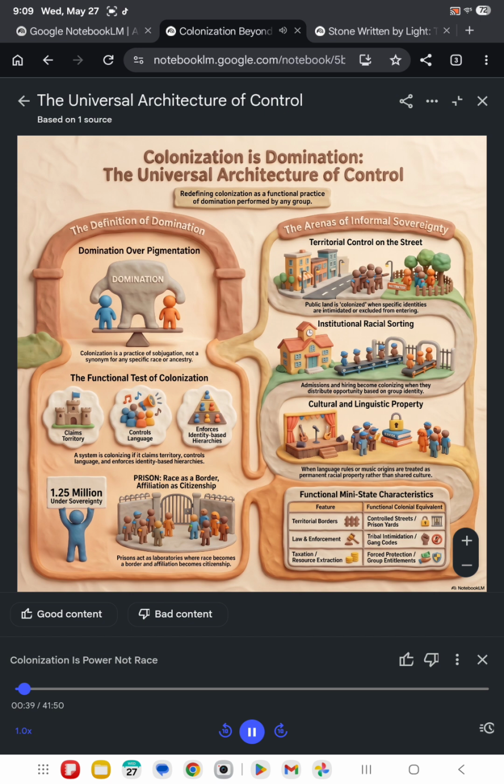I mean, we are so used to thinking of colonization as something out of a history book. Yeah, like wooden ships and European flags, right? Monarchs drawing lines on a parchment map. We think of it as a historical event. Right, something that happened in the past with a very specific aesthetic to it. Exactly. But the author of this text argues that we have been completely blinded by that historical aesthetic.